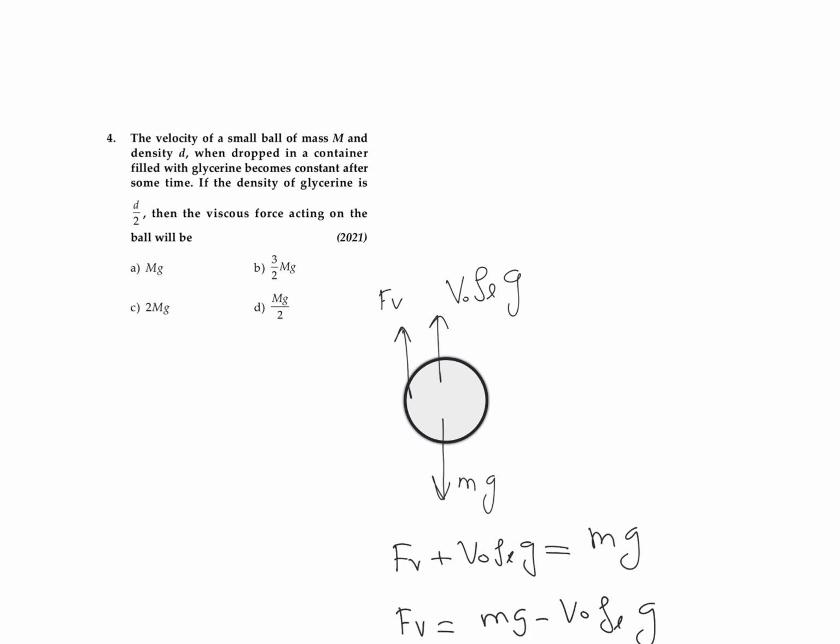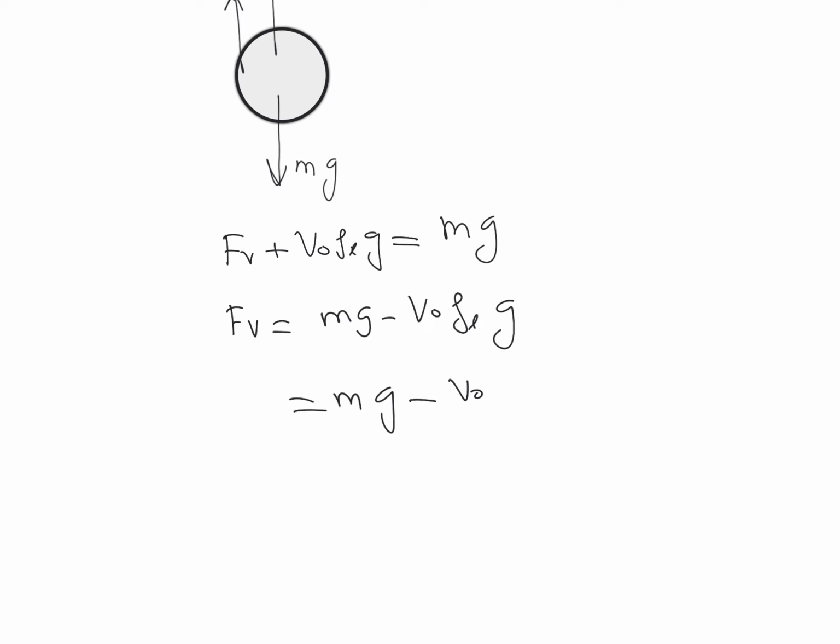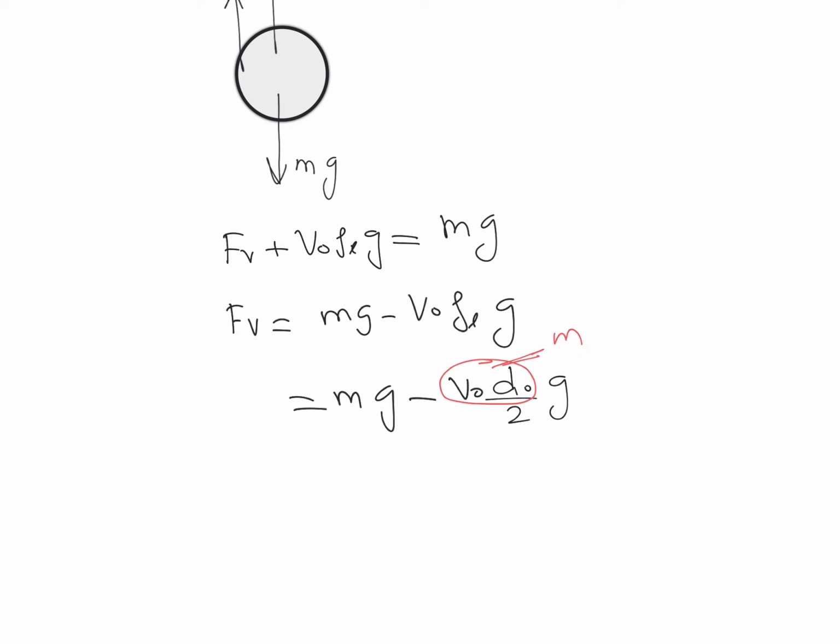In this question it is given that the density of glycerin is d by 2, that is, density of object divided by 2, into g, and we know that volume into density is nothing but the mass of the object. So we can write this as mg minus mg divided by 2, which is equal to mg by 2. That is the value of the viscous force acting on the object, or the viscous force exerted by the liquid on the object.